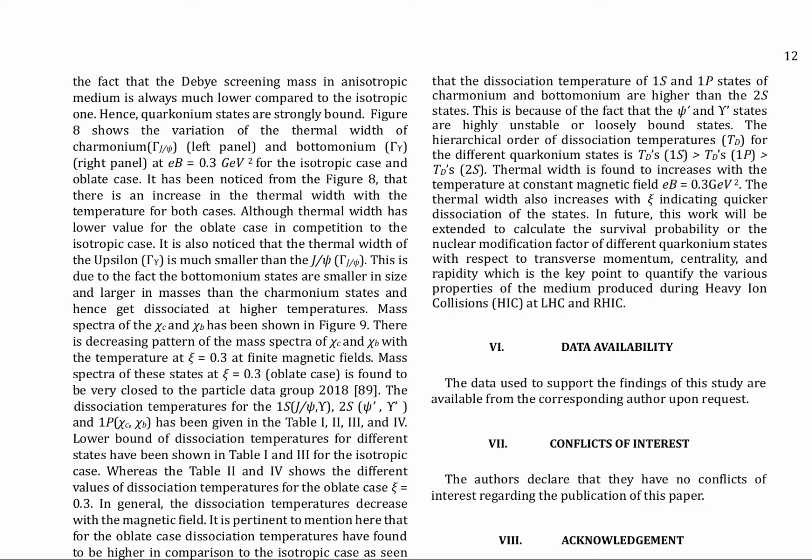The thermal width of charmonium and bottomonium states increases with temperature and magnetic field, with the upsilon state having a smaller thermal width than the J/psi state. The paper presents the results in various tables and figures, including the upper bound of dissociation temperatures for isotropic and oblate cases, the variation of binding energy with temperature, and the mass spectra of chi-C and chi-B states.